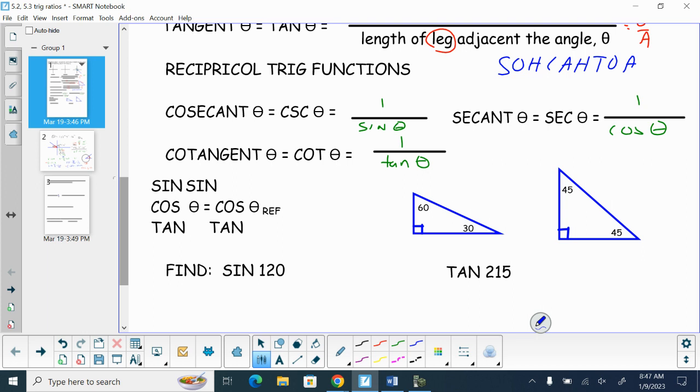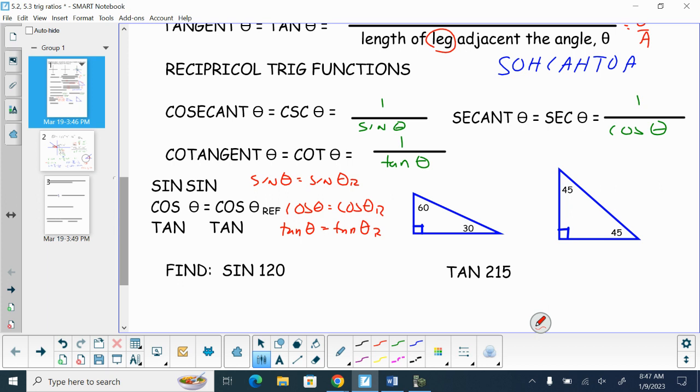Some nice things about trigonometry and dealing with these right triangle ideas. The sine, cosine, tangent of some angle theta will equal the sine, cosine, or tangent of its reference angle. So the sine of theta is equal to sine of theta reference. The cosine of theta is equal to cosine of theta reference. And the tangent of theta is equal to tangent of theta reference.